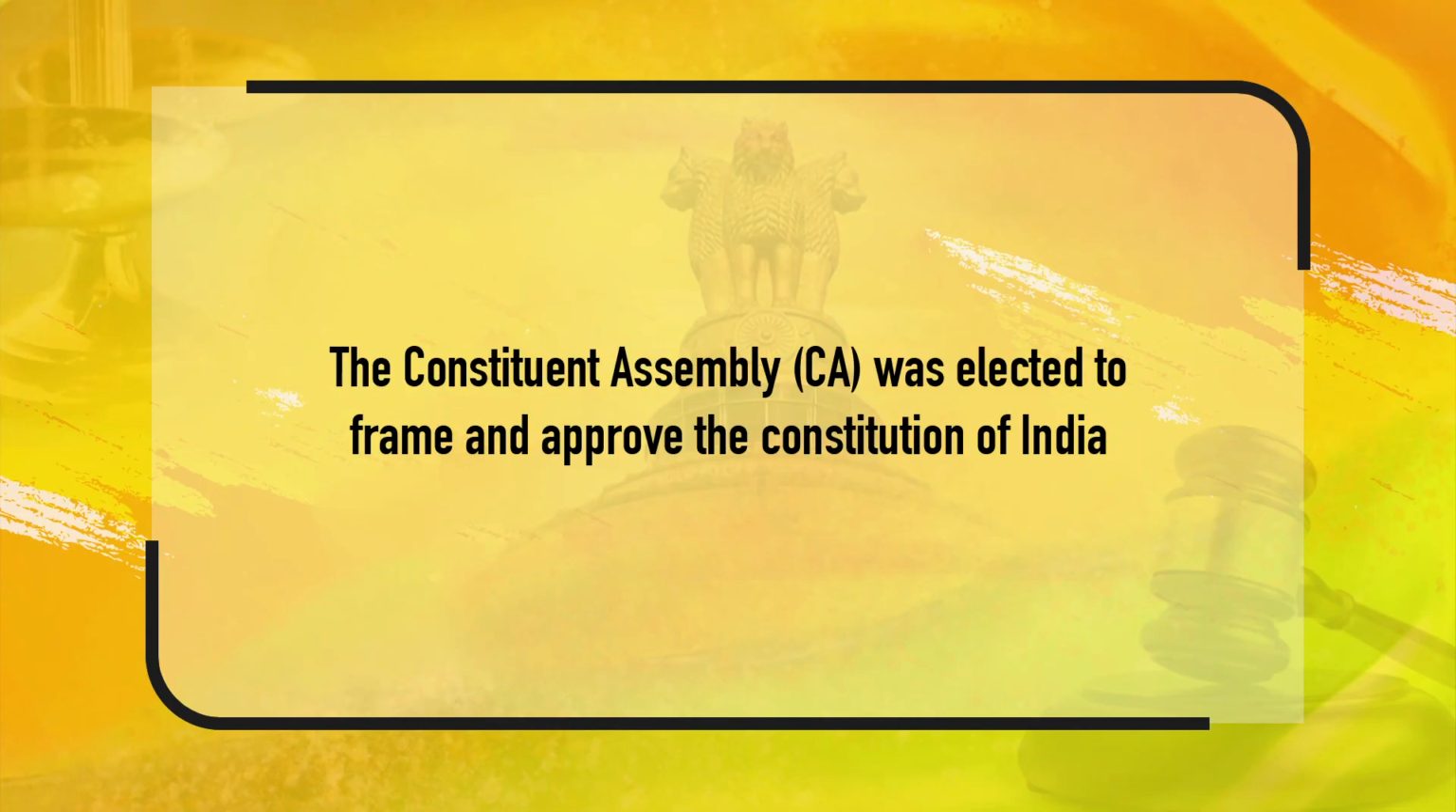The Constituent Assembly was elected to frame and approve the Constitution of India. It is true that the Constituent Assembly was indirectly elected by the provincial assemblies that were elected in 1946 elections, in which only 28.5% of the adult population had voted. This, however, does not question the representative character of the Constituent Assembly.